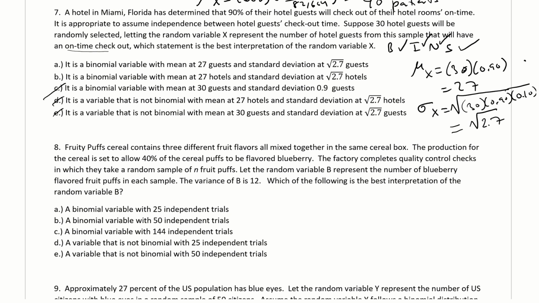Okay, so is it hotels or guests? Well, here it says, let the random variable x represent the number of hotel guests. So we're looking at guests, okay? So the answer has to be A.